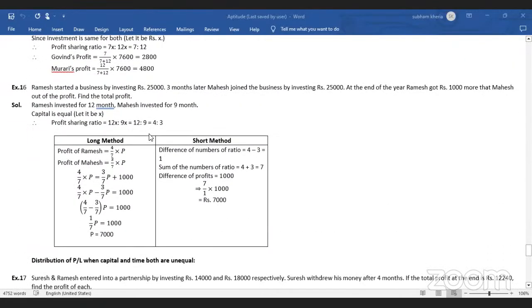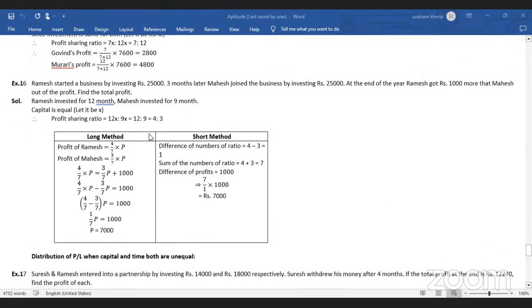What is it saying? Suresh and Ramesh entered into a partnership by investing 14,000 and 18,000. So Suresh ने कितना किया? 14,000. Ramesh did how much? 18,000. Okay. Suresh withdrew his money after 4 months. So what did Suresh do? For 4 months he invested, but after 4 months Suresh was zero. Now it is saying if the total profit at the end is this much, find the profit of each.